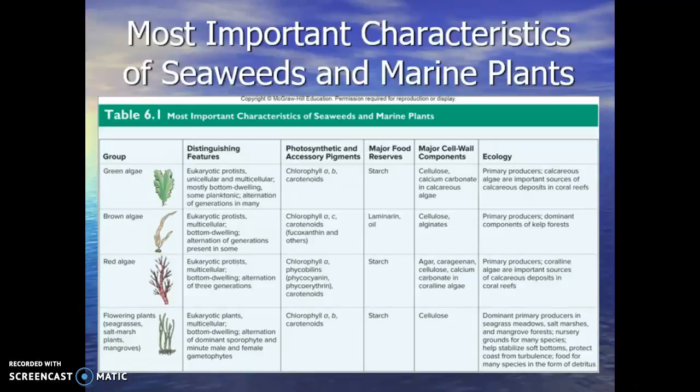Okay? All right, so an easy way to go over the key features here, Table 6.1. Blow it up, copy it, print it off, make flashcards, whatever you want to do. How do we tell the distinguishing features of green algae, brown, reds, and then the flowering plants? What photosynthetic pigments are tied to each group? What is the food reserve or storage energy, the way they store their excess energy, their cell walls, things like that, and then the ecology aspect of those particular groups.